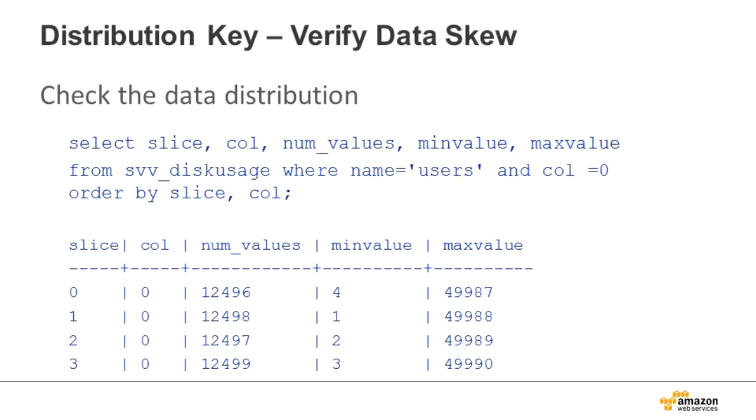In this slide, you see a sample query that you can run. As you experiment with different keys, one of the things that you want to keep your eye on is the skew of the data. This is a query that you can run that goes against the view SVV disk usage that gives you the distribution of the data across all the slices. In this particular example, you see that it's fairly well distributed. You have about the same number of values across every slice, and this is highly desirable.